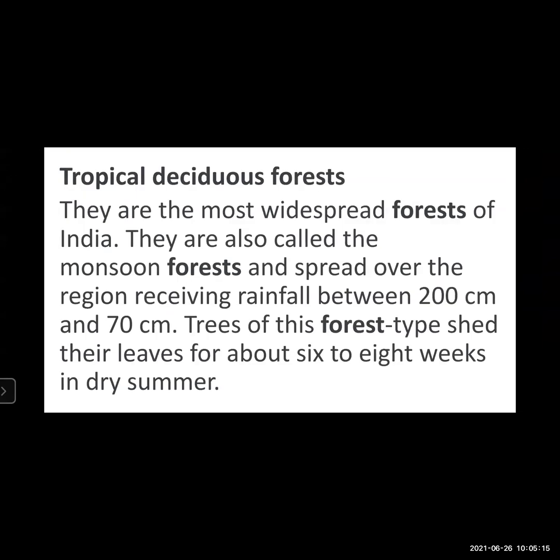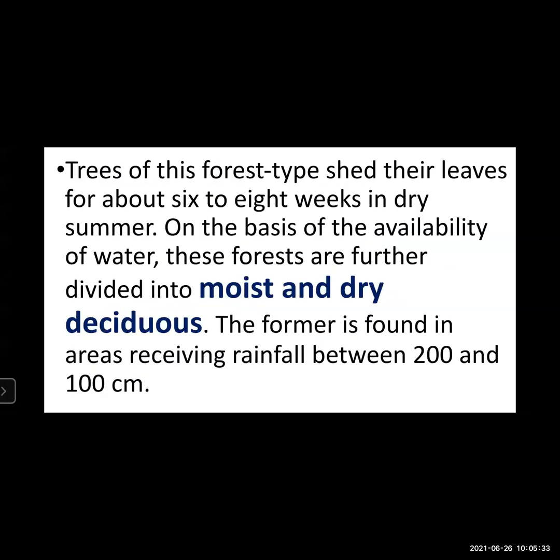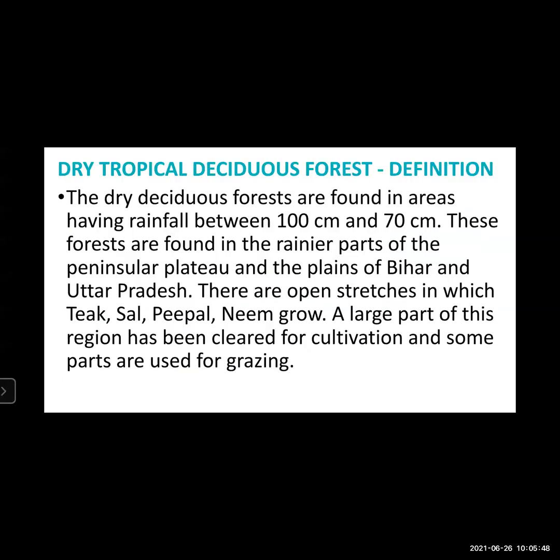See, a tropical deciduous forest. They are the most widespread forest of India. They are also called the monsoon forest and are spread over the region receiving rainfall between 200 centimeter and 70 centimeter. Trees of this forest type shed their leaves for about 6 to 8 weeks in dry summer. This is because of the availability of water. These forests are further divided into moist and dry deciduous. So where there is less amount of rainfall, this type of forest you will see in that area.